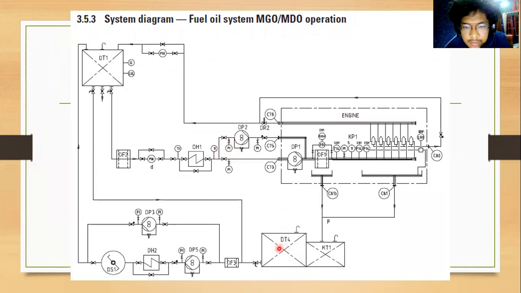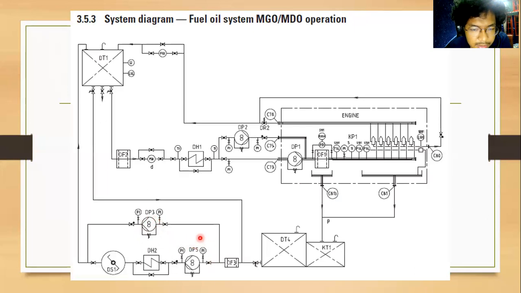So first, the fuel is stored in this storage tank, DT4, and then the fuel inside will be sucked by one of these two pumps, DP5 or DP3. But first, the fuel will be filtered here by DF3. If the fuel is sucked by DP3, we can assume that the fuel is of good quality. The fuel has no water or solid particulate in it.